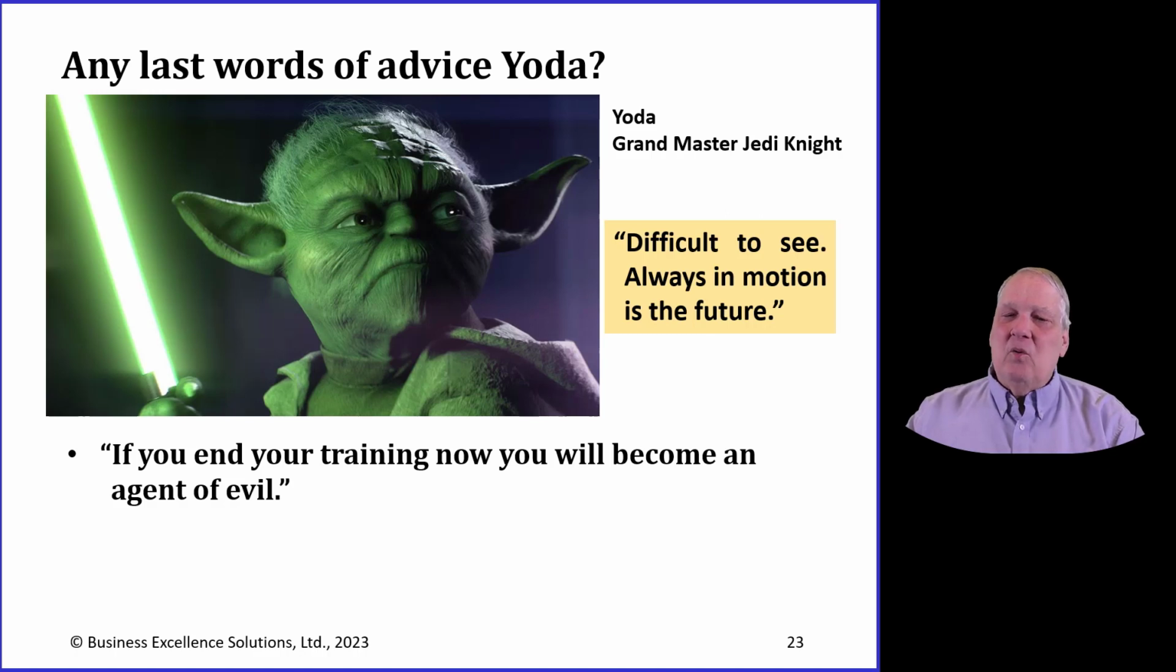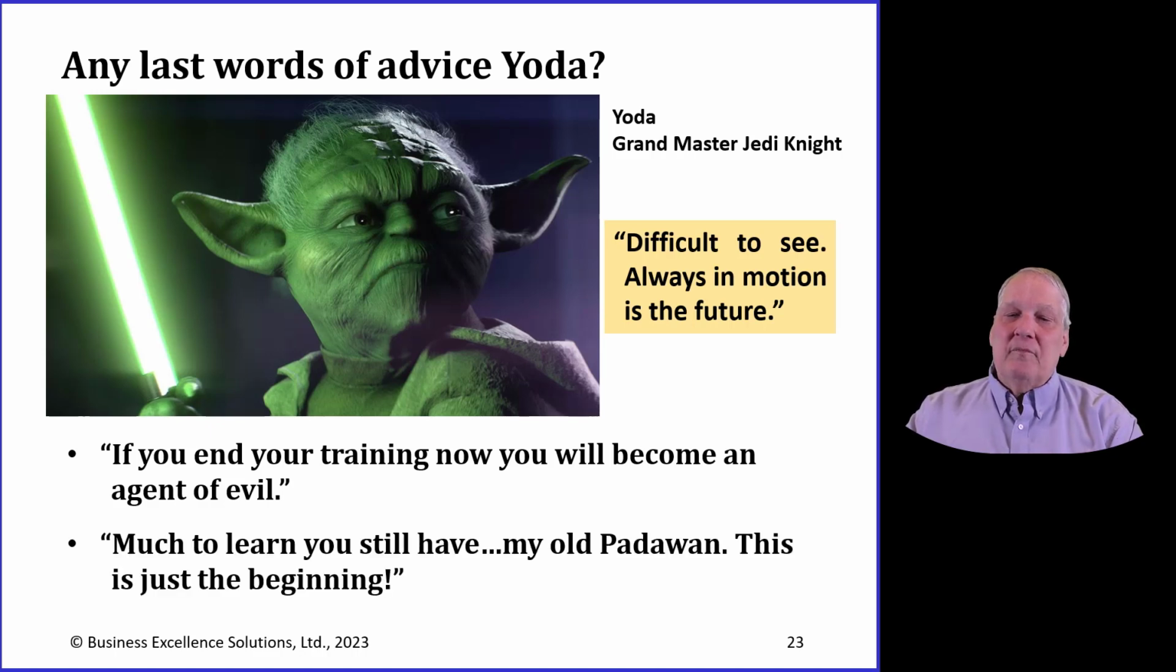Yoda also said, if you end your training now, you will become an agent of evil. In other words, you will have created all the motivation, all of the interest in making the change, but you will not have changed the organization. So you have to have the dedication. We have to go through not one planning cycle, not two, maybe 3, 4, 5 planning cycles so the organization knows we're serious about this idea of continual improvement of the work that we do.